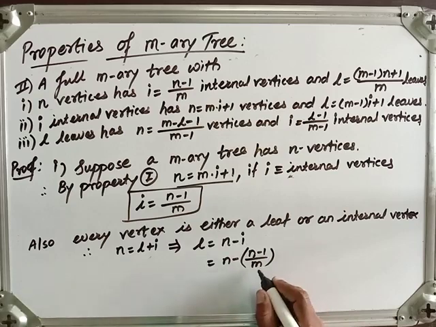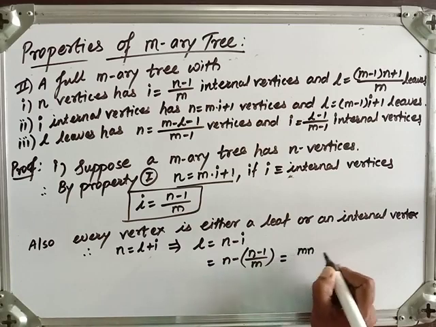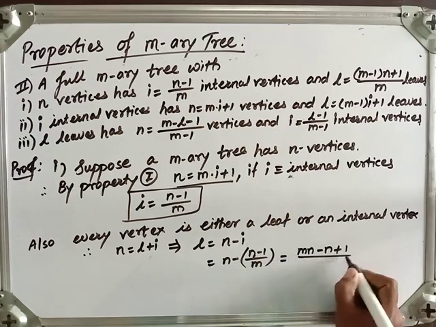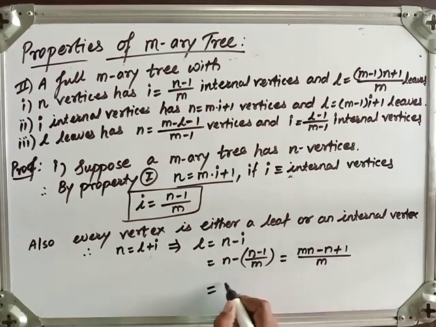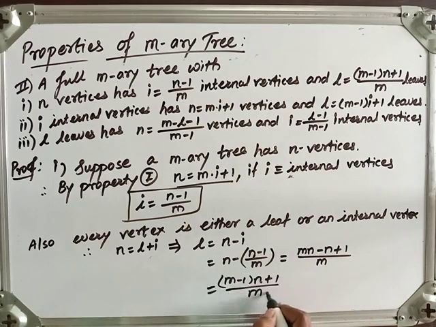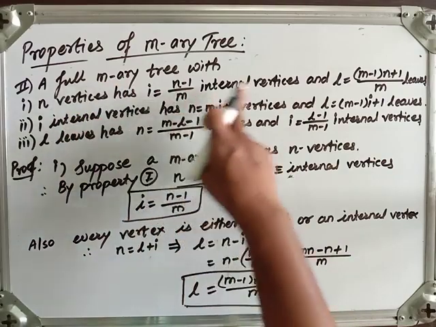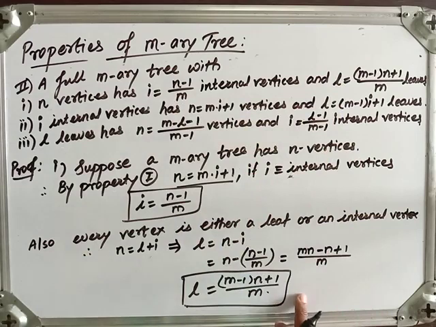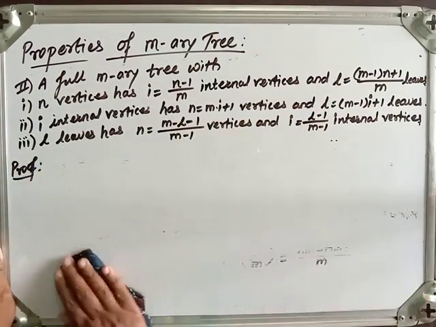So simplify it, we will get mn minus n plus 1 upon m, right? Take n common from here, we will get m minus 1 into n plus 1 upon m. This is L, this is again the result. If n is known and m is known, then we can easily determine I and L from it. Now let's see the second part. In the second part, m is known and I is known to us, right?